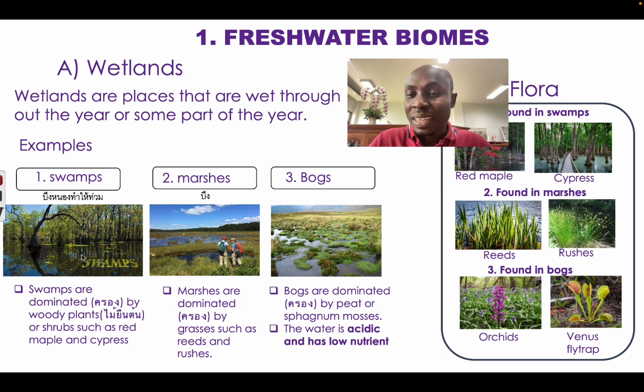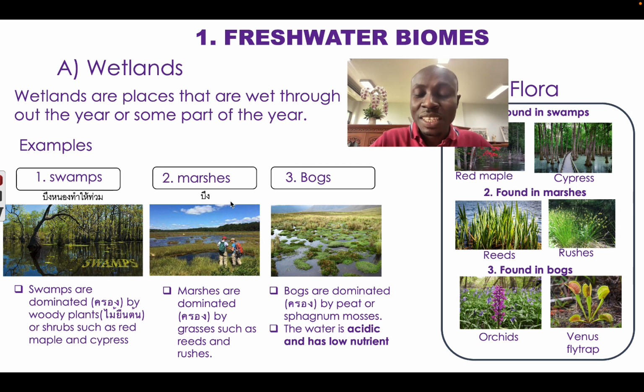But swamps, in swamps we can see water on the land, and we can see some woody plants. A lot of woody plants in the water. These are called swamps when we see woody plants. Sometimes the plants are not too big, we call them shrubs, but they are still woody.